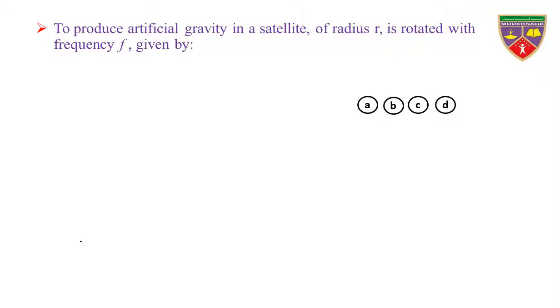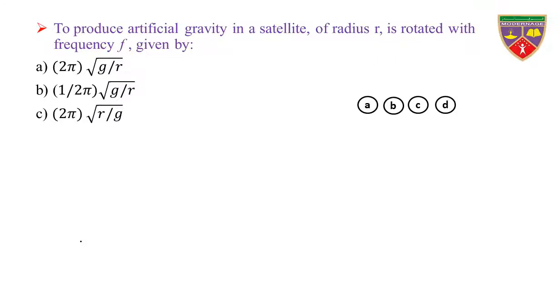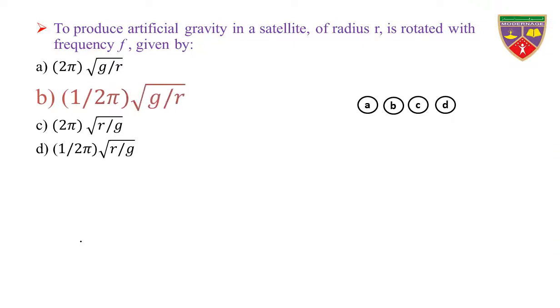To produce an artificial gravity, a satellite of radius r is rotated with frequency f given by option A 2 pi square root of g divided by r, option B 1 by 2 pi into square root of g divided by r, option C 2 pi into square root of r divided by g, option D 1 by 2 pi into square root of r divided by g. The key is 1 by 2 pi into square root of g divided by r. Therefore, the correct option is B.